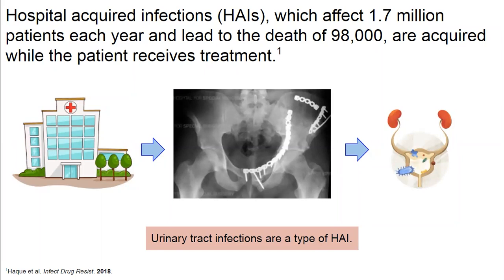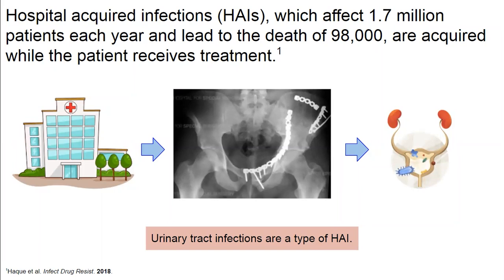Hospital-acquired infections, which affect 1.7 million patients in the United States each year and lead to the death of 98,000, are acquired while the patient receives treatment for a different ailment. These infections arise in the hospital, increasing length of stay and risk of death.